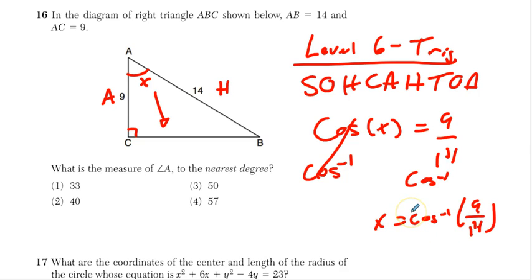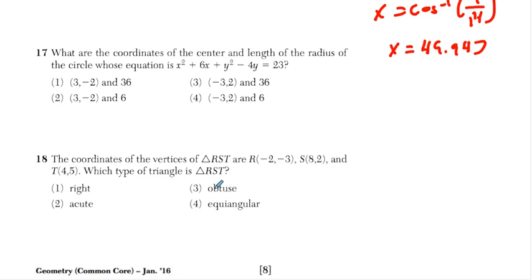Okay, so let's put that in. Cosine -1, 9 divided by 14. Just put that into your calculator and you get 49.9999947, which rounds up to 50 degrees. Dope. All right, 2 more questions and then we are done.